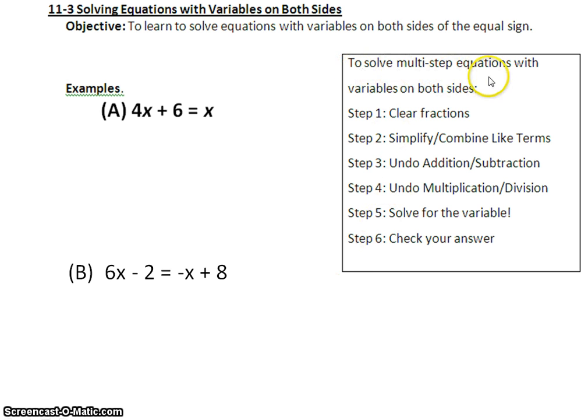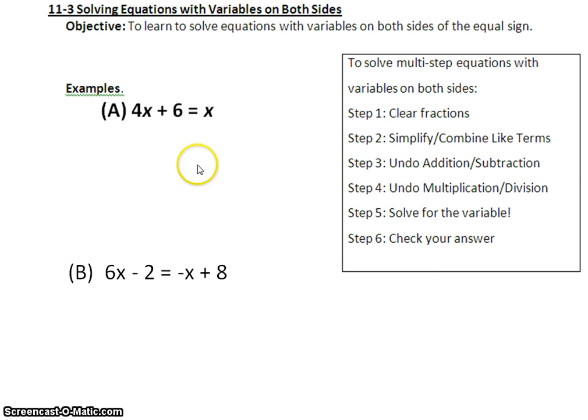Now, to solve multi-step equations with variables on both sides of the equal sign, step number 1, we're going to clear the fractions. Step number 2, we're going to simplify and combine like terms. Step 3, undo addition and subtraction. Step 4, undo multiplication and division. Step 5, solve for the variable and check your answer.